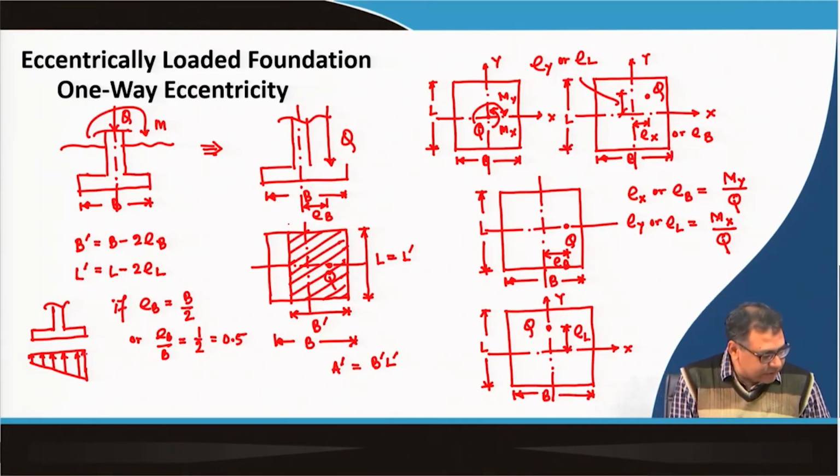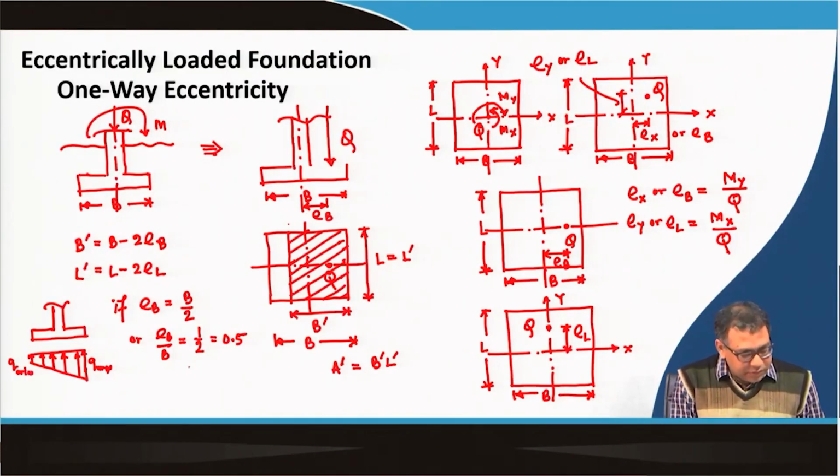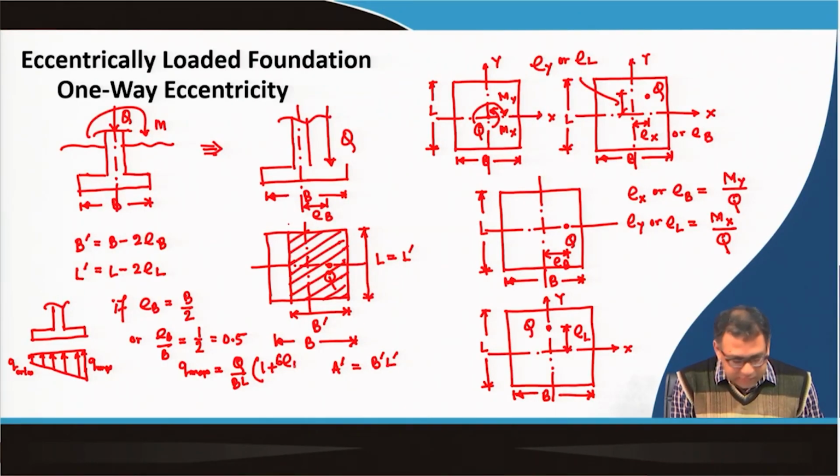So, this is the pressure distribution. Now, in such a case I can write that this is my Q max and this is Q min. So, Q max can be written as Q by B L into 1 plus 6 E L or E B divided by B. In case of L, this will be L.